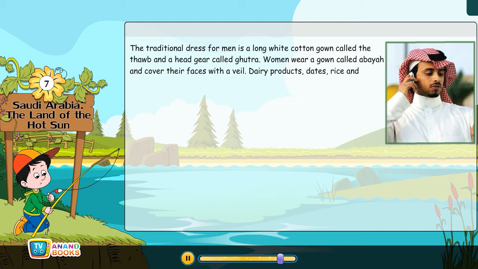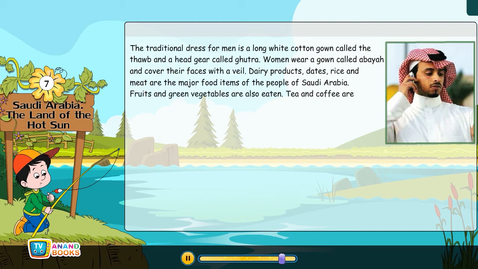Dairy products, dates, rice and meat are the major food items of the people of Saudi Arabia. Fruits and green vegetables are also eaten. Tea and coffee are popular beverages. Most people in Saudi Arabia follow Islam.